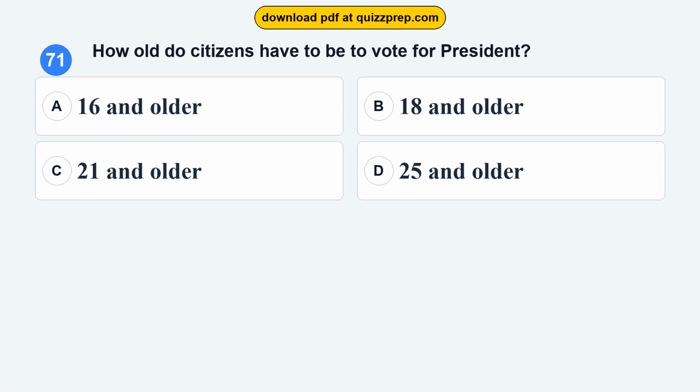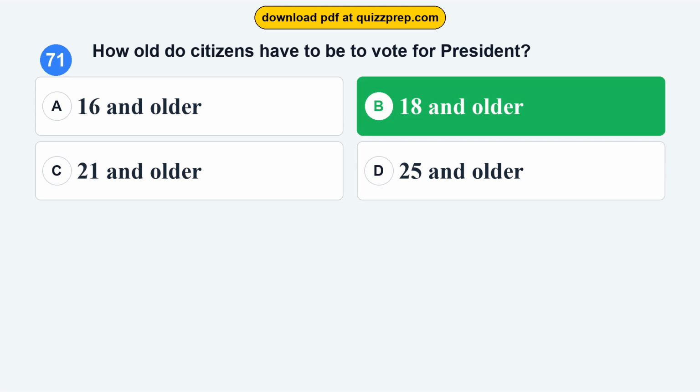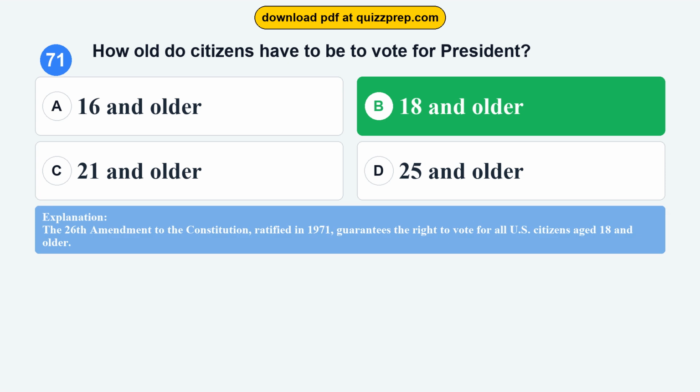Question 71. How old do citizens have to be to vote for president? Option A, 16 and older. Option B, 18 and older. Option C, 21 and older. Option D, 25 and older. The correct answer is option B, 18 and older. The 26th Amendment to the Constitution, ratified in 1971, guarantees the right to vote for all U.S. citizens aged 18 and older.